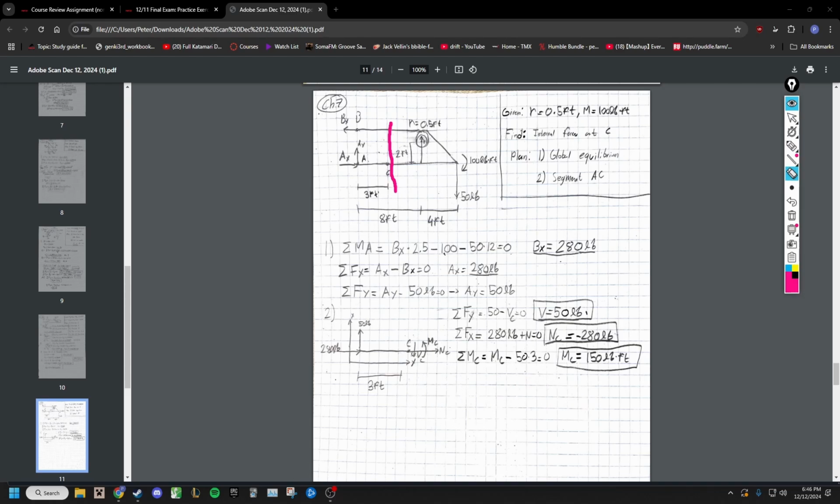Here we just do some standard equations of equilibrium. From the sum of the forces in y, we find that V equals 50 pounds. From the sum of the forces in x, we find that the normal force is equal to negative 280 pounds. And by taking the moment at C, we find that the internal moment is equal to 150 pounds times feet.